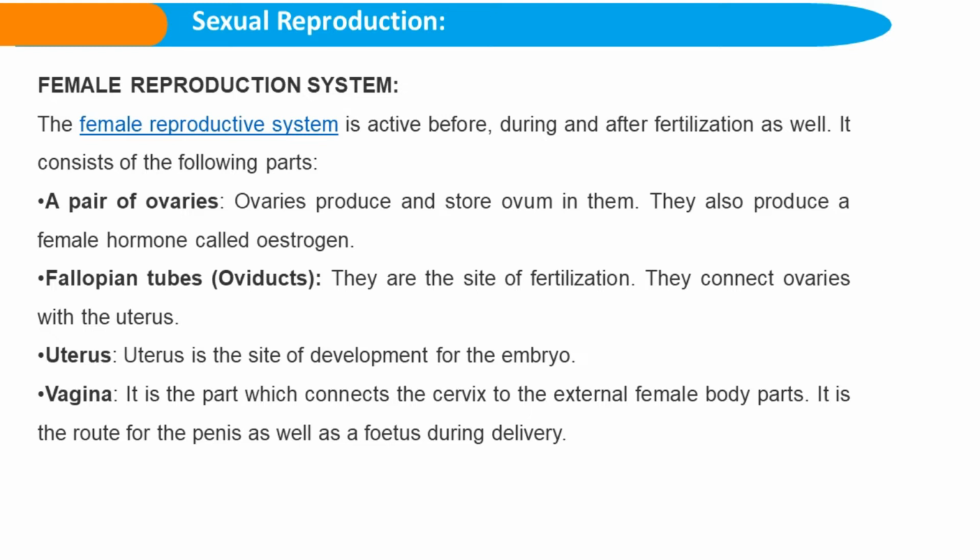And the vagina is the part which connects the cervix to the external female body parts, and it is the route for the penis as well as the fetus during the delivery. That means it receives the sperms after sexual intercourse and it also acts as a birth canal.